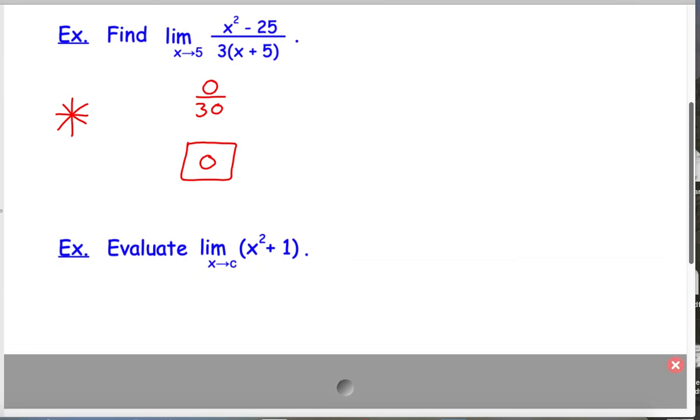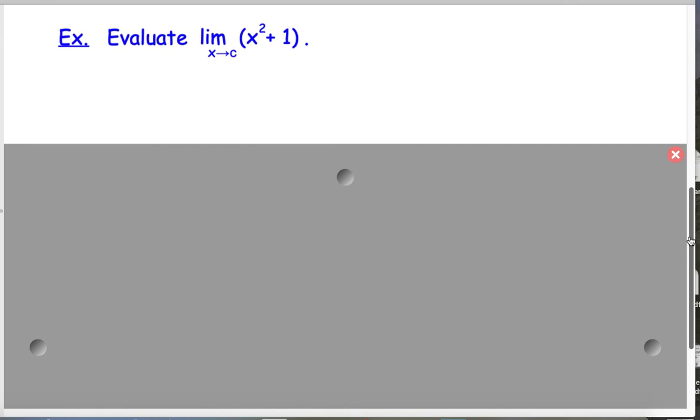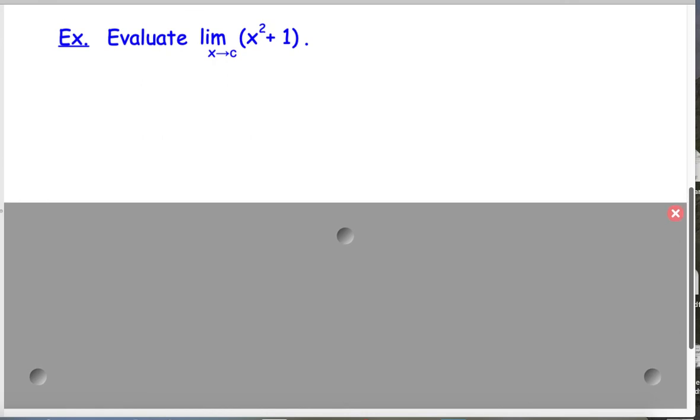All right, how about this one? Once again, you might want to hit pause, put your answer, and then see if you're right. What's the limit as x approaches c of x squared plus 1? Well, x squared plus 1 is a nice smooth parabola. There's no holes or breaks in the graph. So I'm just going to plug in c for x, and it's c squared plus 1 for whatever c is equal to.